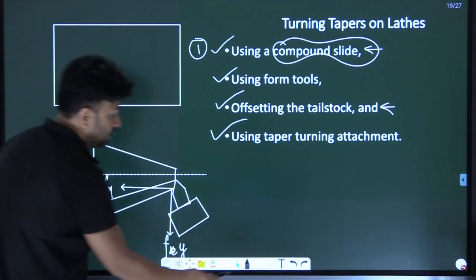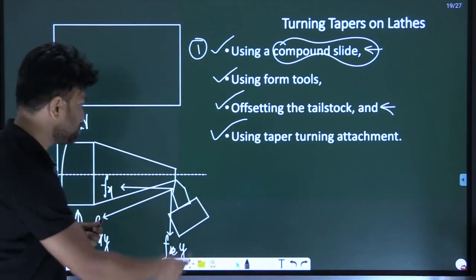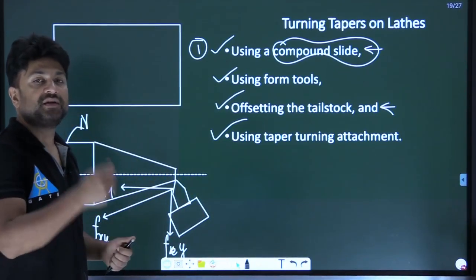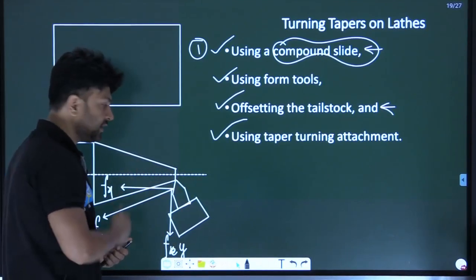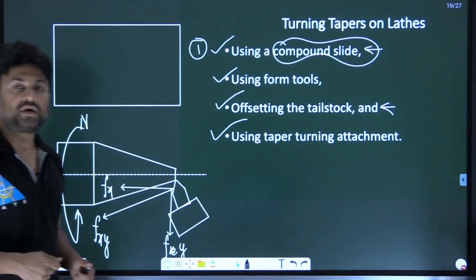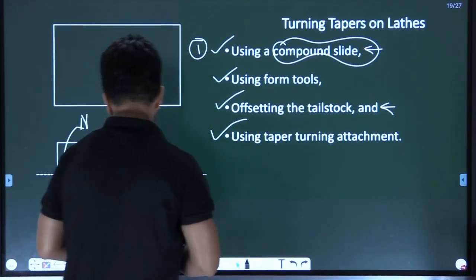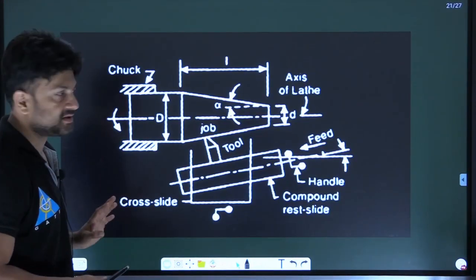Now, this method will be done manually by swiveling. Swiveling means there will be a lever, and you rotate that lever and the tool will be moved along this path. Got it? Along this path. So this is the first method.